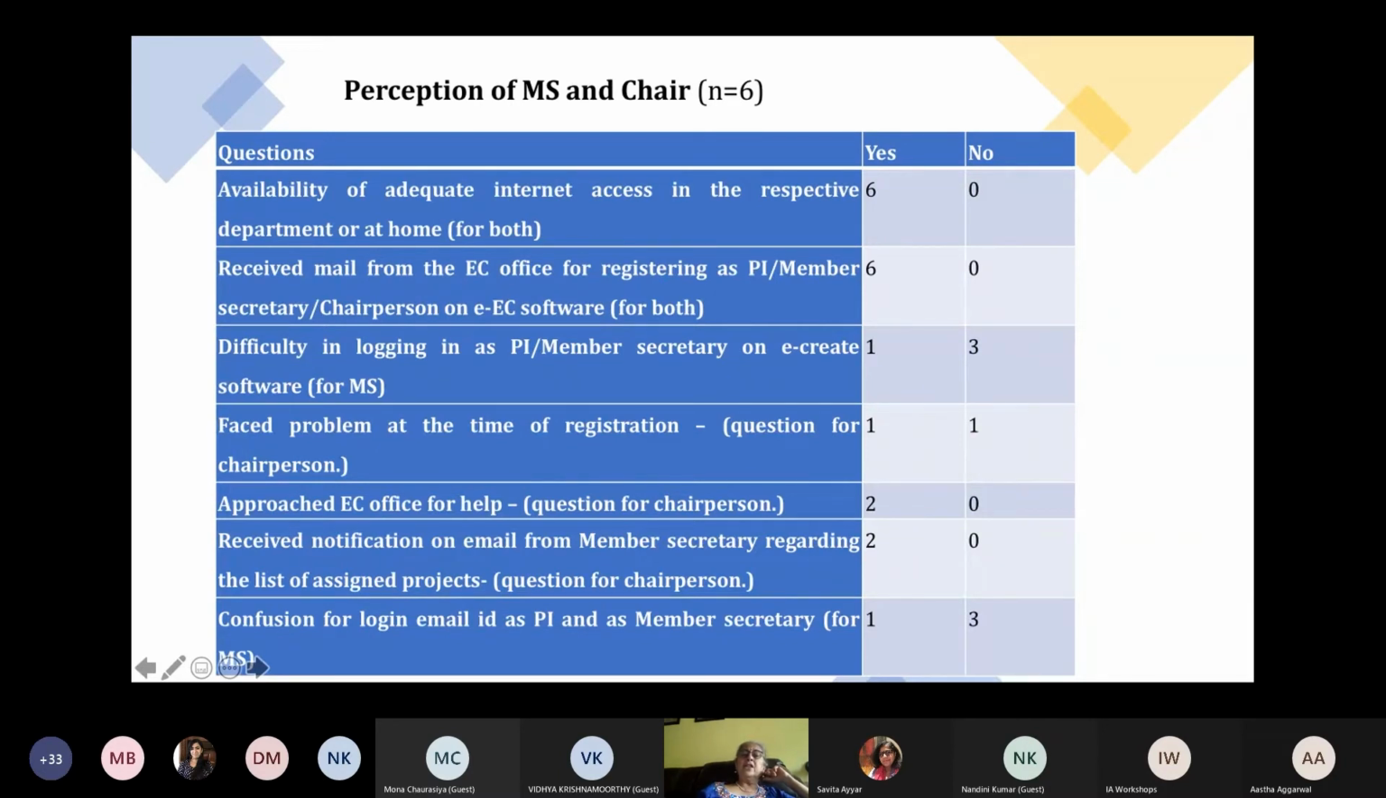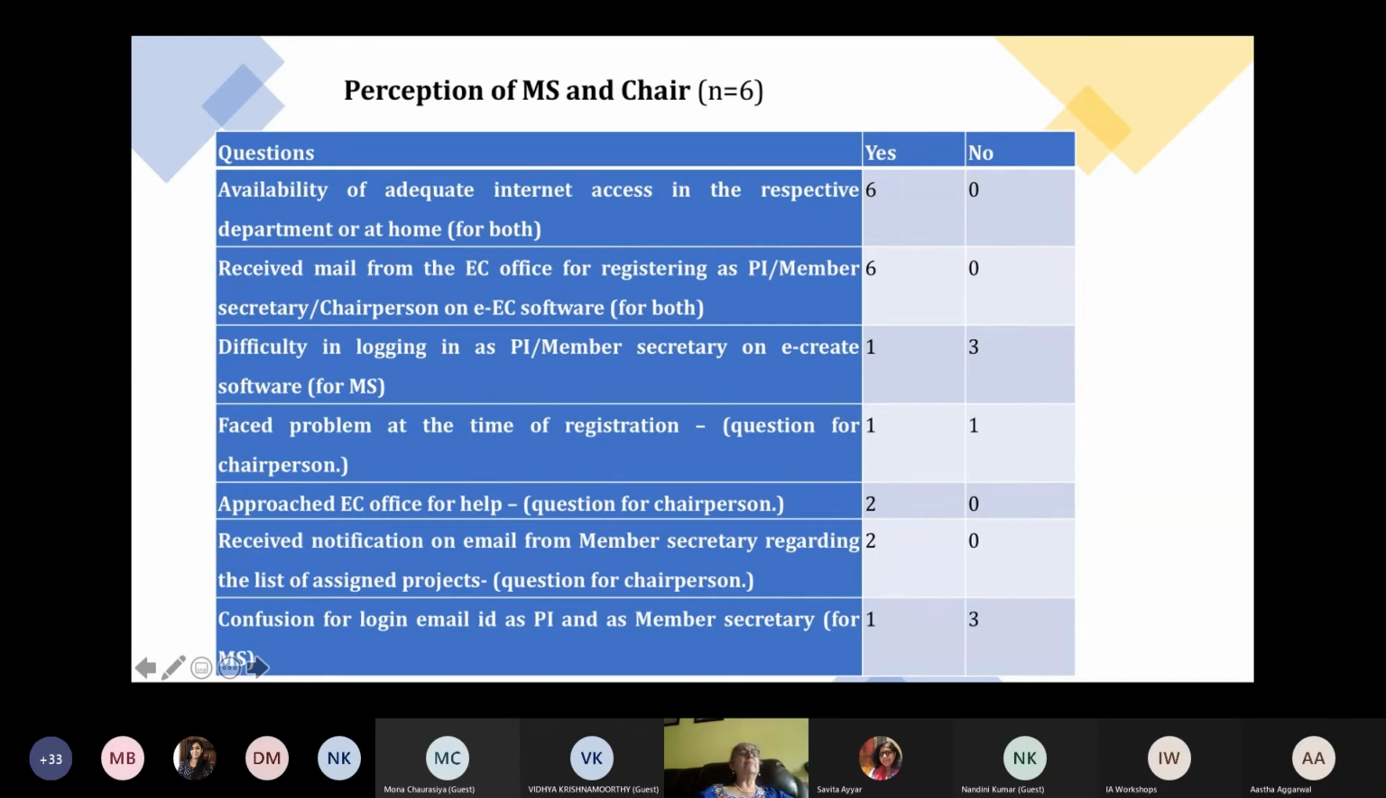The member secretary and chair were also separately interviewed, and they felt that it was quite easy to register from the EC office as a member secretary or chairperson. There was not much difficulty in logging in. Faced problems at times for registration. Well, we don't know what the difficulty was.